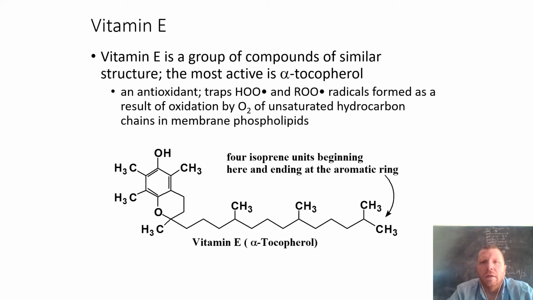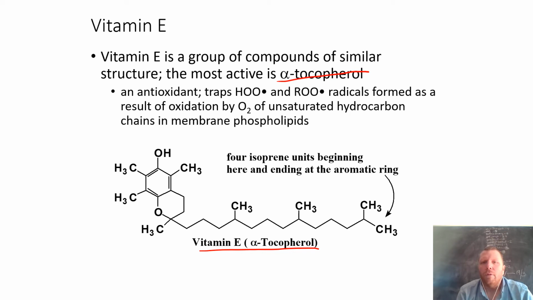Now, vitamin E is a group of compounds. So whenever we're talking about vitamin A, vitamin D, vitamin E, they're all a class of molecules, which really is kind of crazy, because we're talking about all of these vitamins under the class of lipid-soluble vitamins. So vitamin E is a group of compounds of similar structures. The most active is alpha tocopherol, which is the one that we're presenting right here. It's an antioxidant. It traps these OOH groups and ROO radicals formed as a result of the oxidation by O2 of unsaturated hydrocarbon chains in membrane phospholipids.